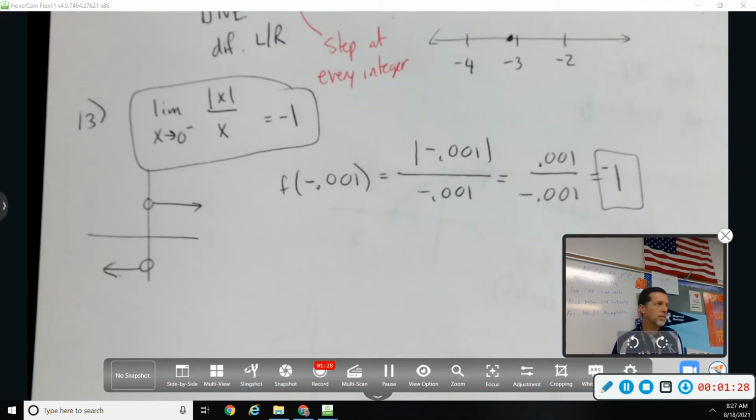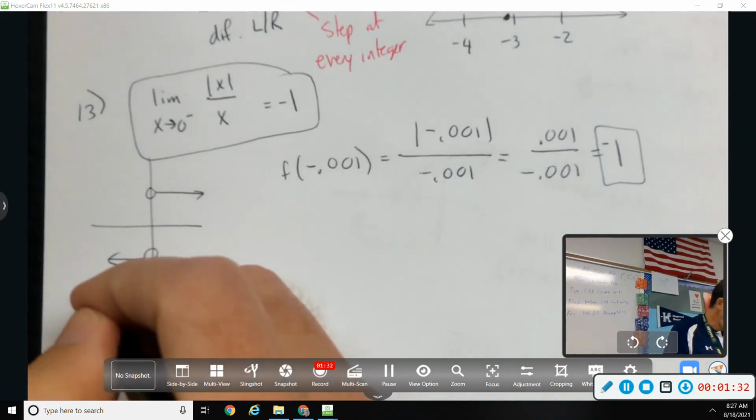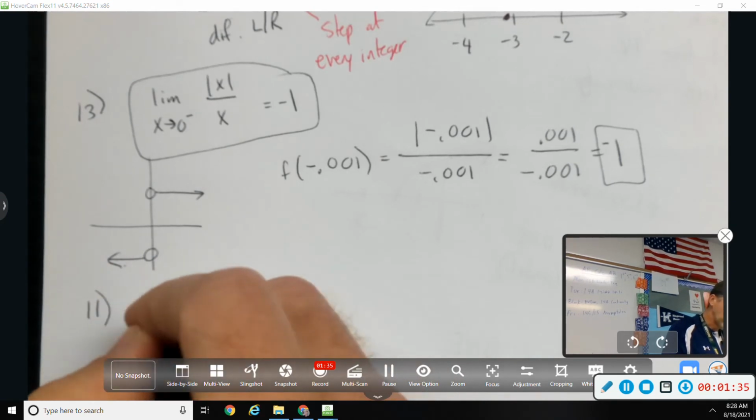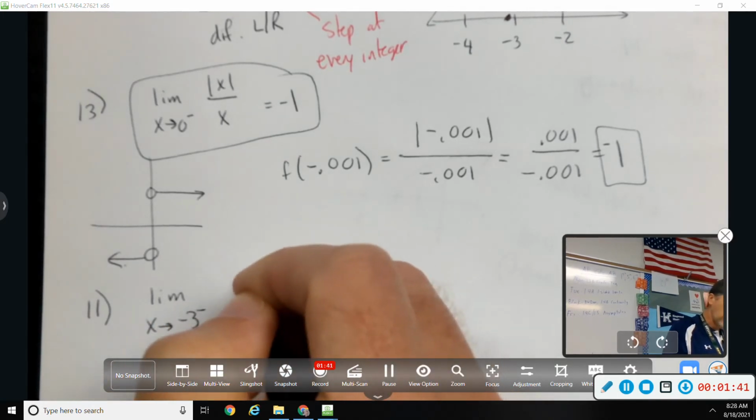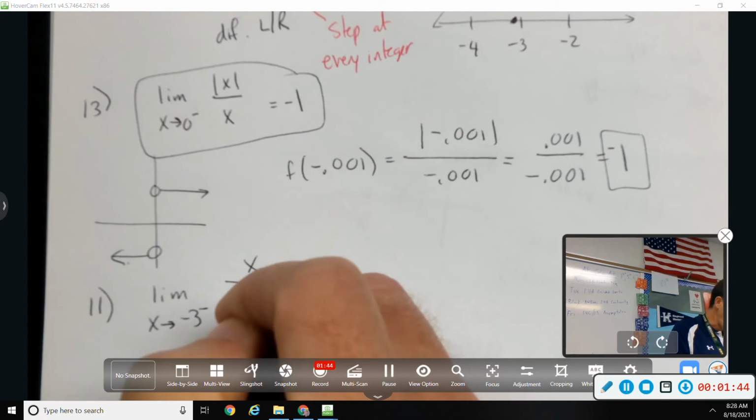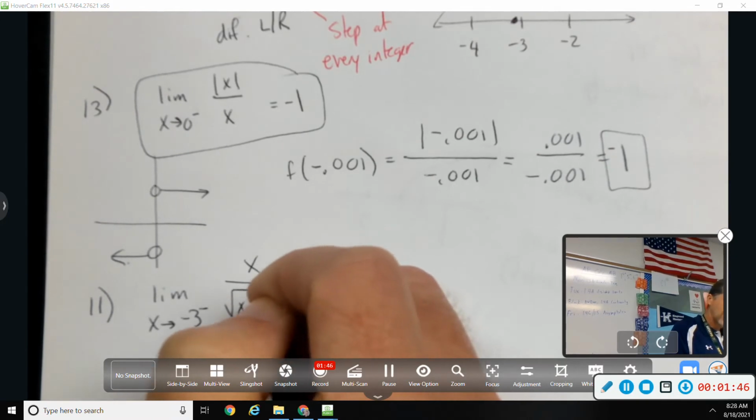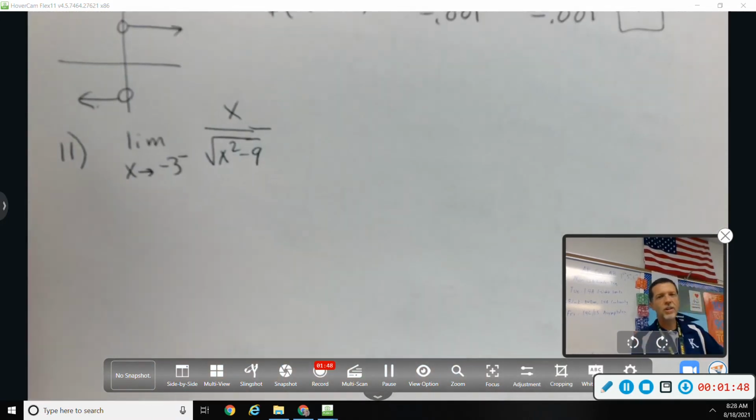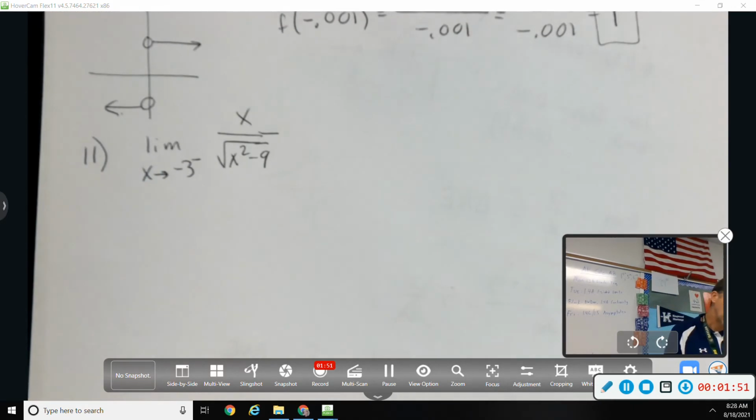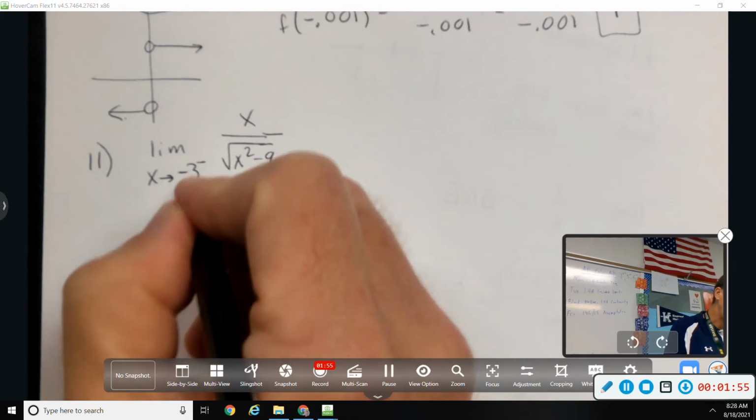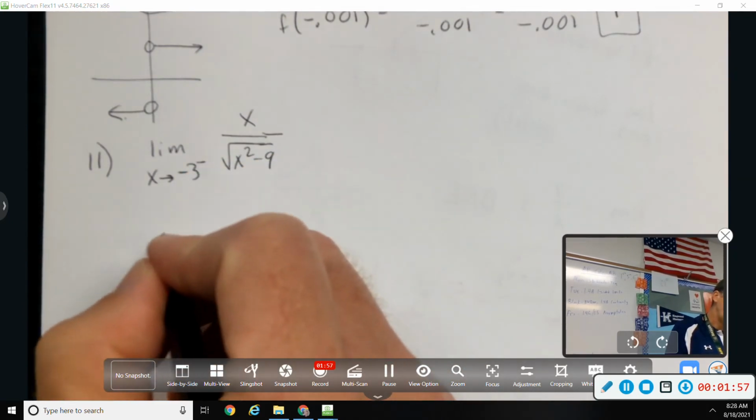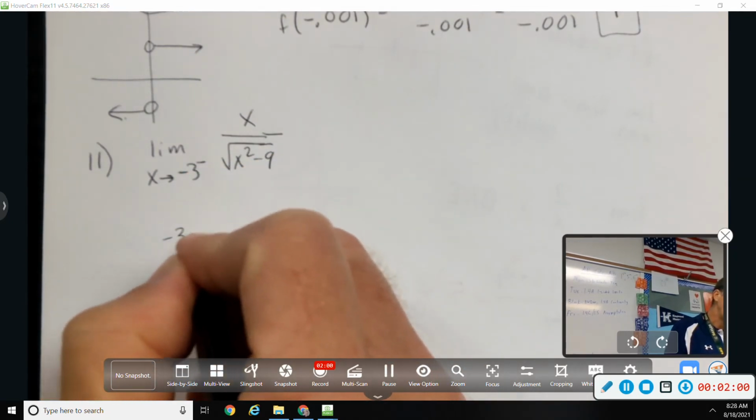Other questions? Emily? Number 11? Number 11. Uh-oh, this looks like a plug it in situation, because I do not know what the graph of x over the square root of x squared minus 9 looks like. That is not a graph that I know. So I'm going to have to plug in negative 3 from the left, so smaller than negative 3 would be like negative 3.01.